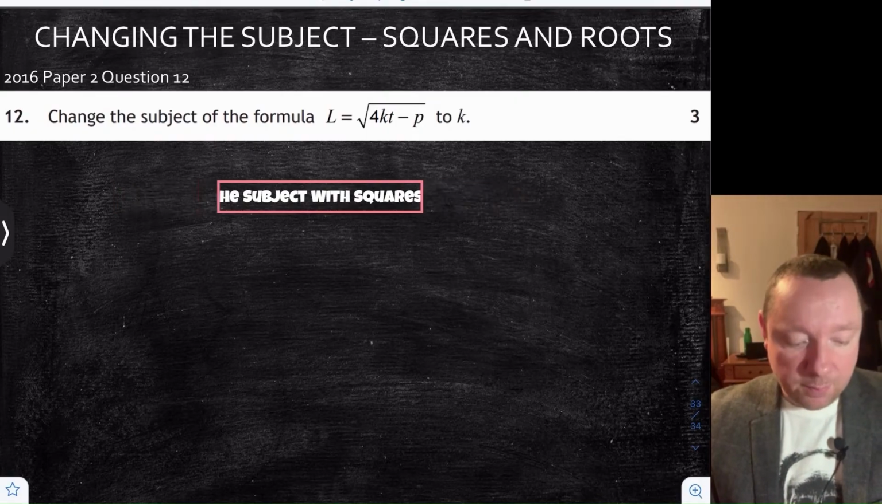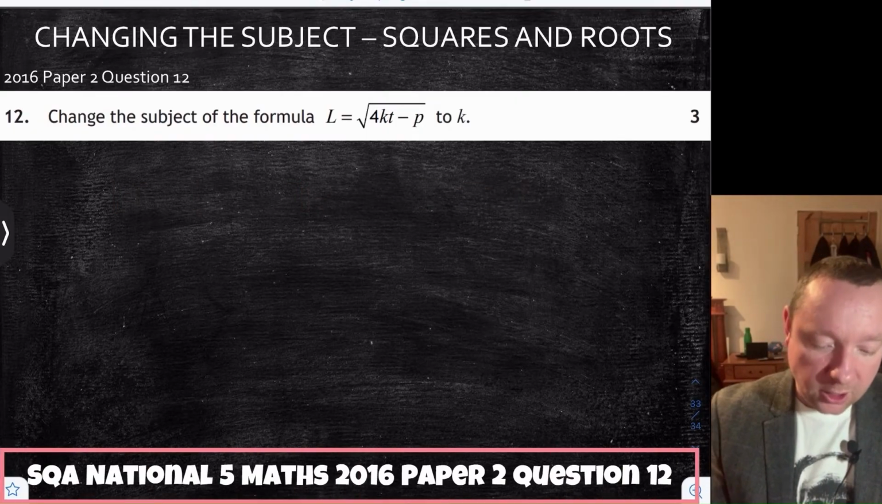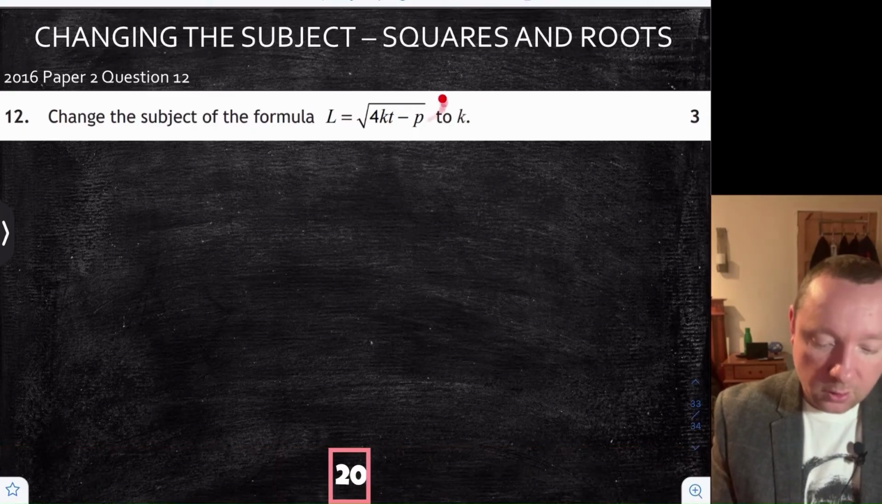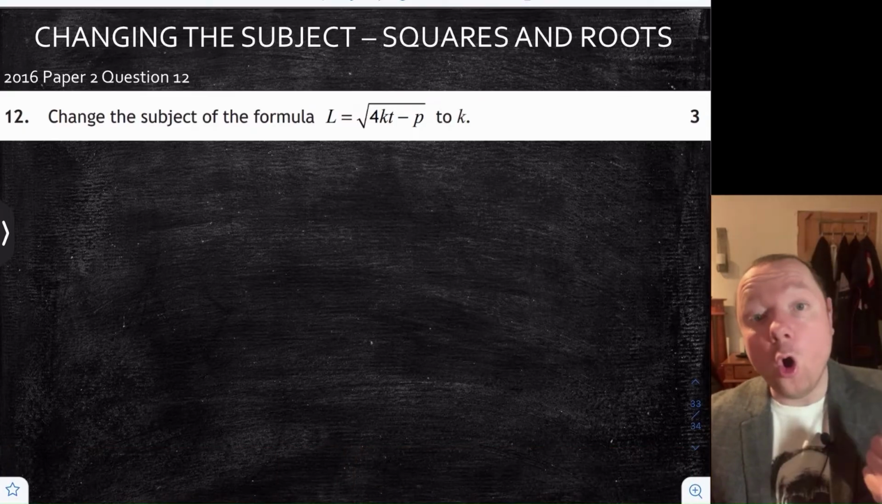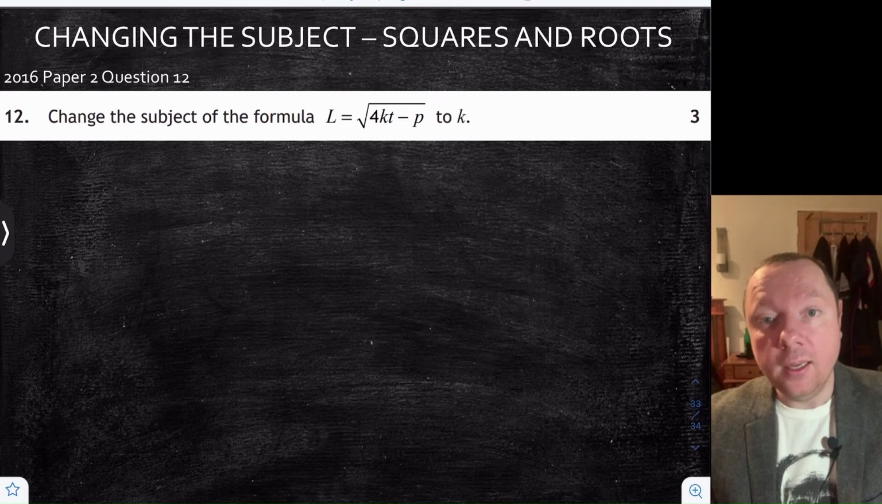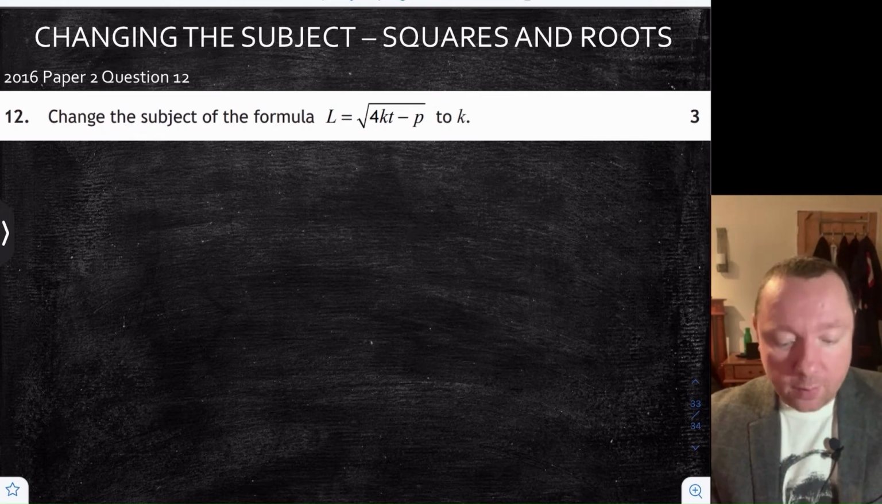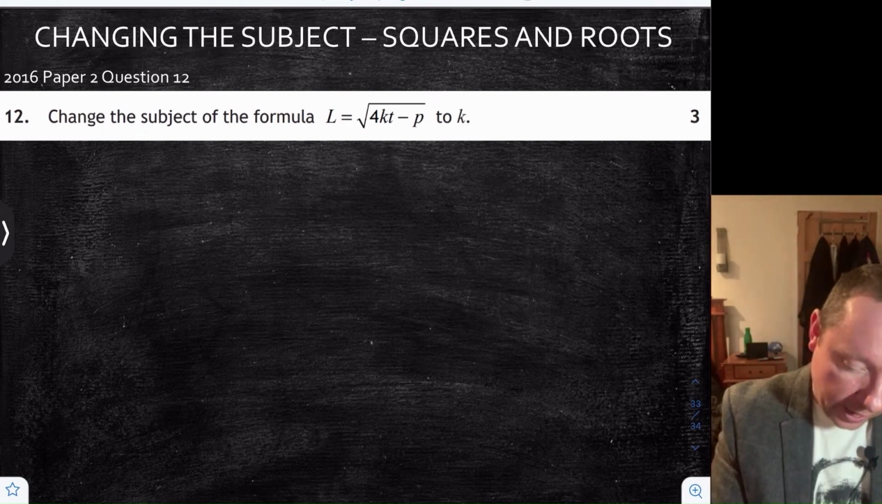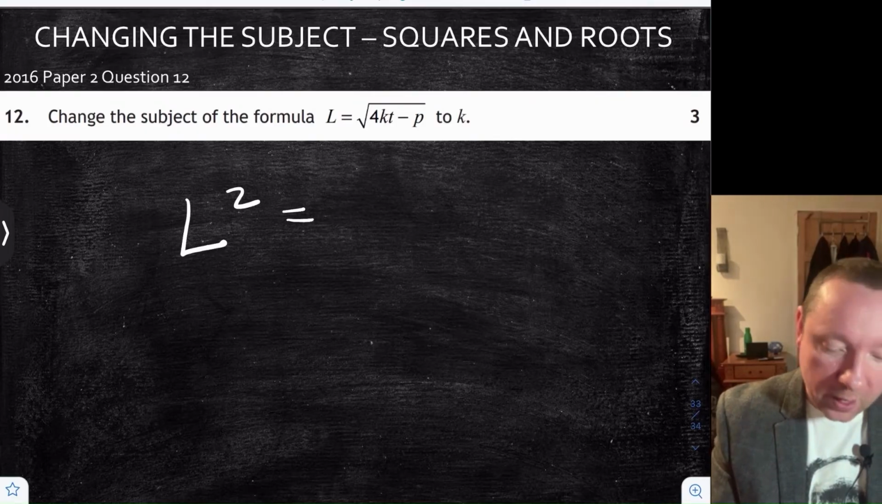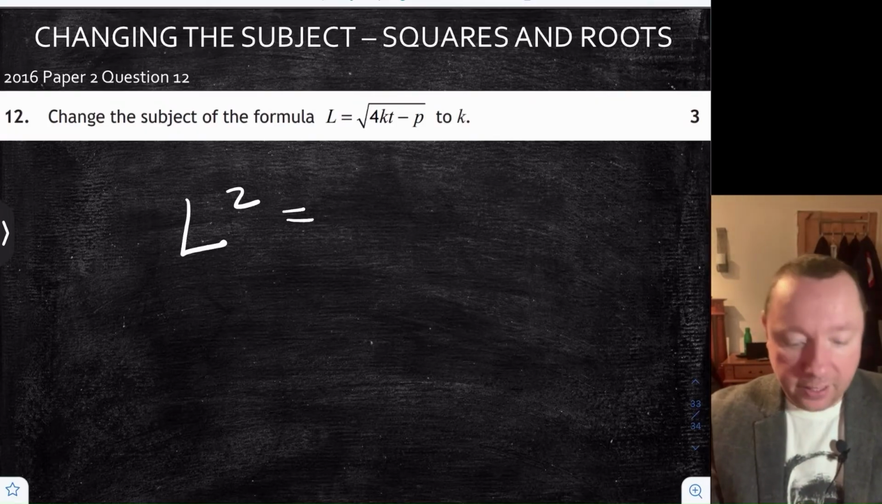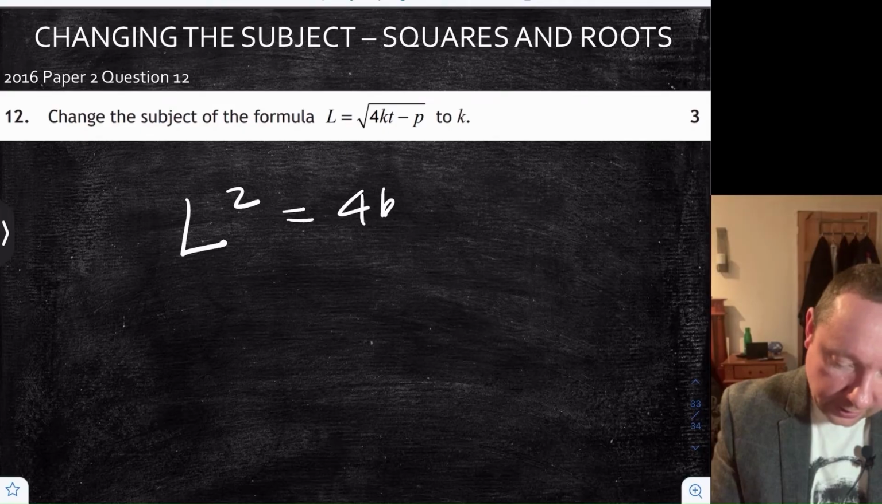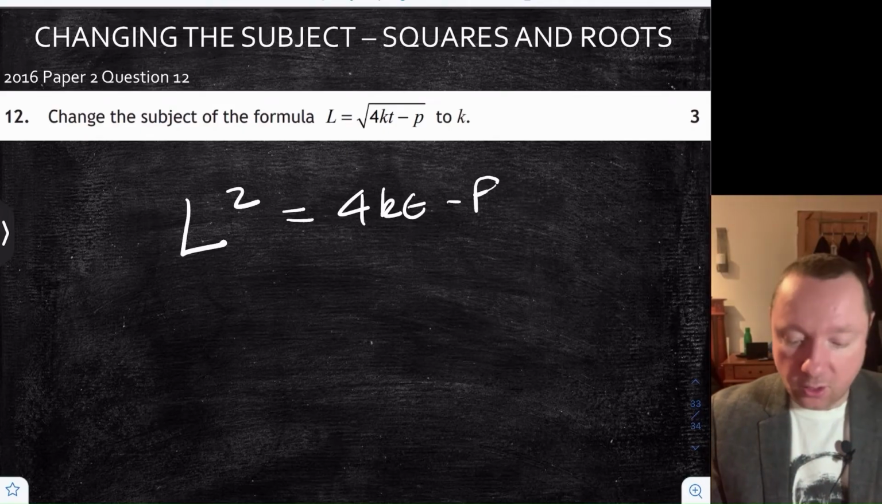So this is 2016 Paper 2, Question 12. Change the subject to k, but there's a square root. So I'm going to have to eliminate that square root. Well, the opposite of square rooting is to square. So I'm just going to square both sides. So that gives me L squared. And when you square a square root, this root just disappears. So it gives me 4kt minus p, whatever's under that root.